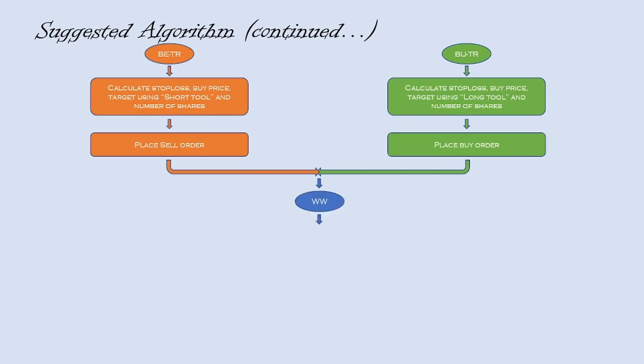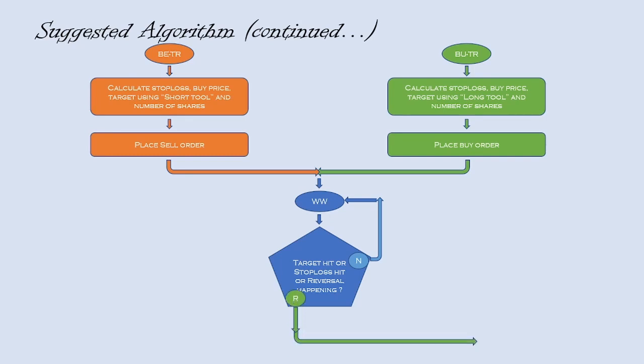You have to wait until either your target hits, or your stop loss is hit, or a reversal is happening before your target is hit. So let's see all the cases. If nothing is happening, neither target has been hit, nor stop loss is hit, nor a reversal is happening, then you just stay in the trade, wait and watch. Suppose a reversal is happening. Target has not been hit, reversal is happening before the target is hit. Then you have to book profits and exit the trade.